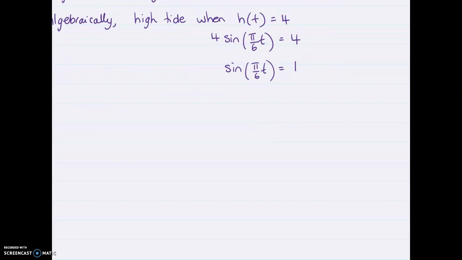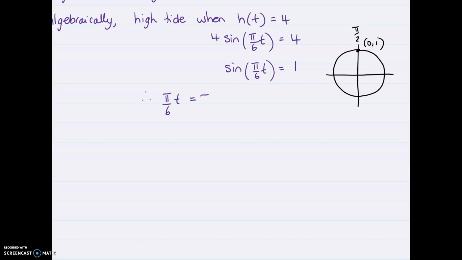I'm going to think to myself, on my unit circle, sine is the y-coordinate. So on the unit circle, where is the y-coordinate equal to positive 1? It's up here at 90 degrees, at pi on 2. So therefore, this angle, the thing that's in the bracket, or your basic angle, equals pi on 2.